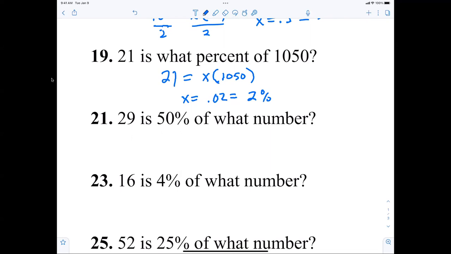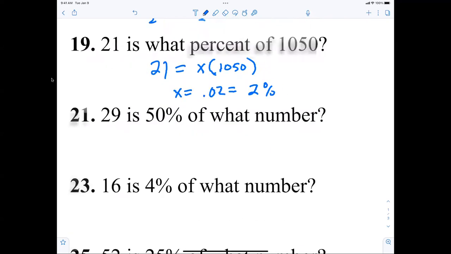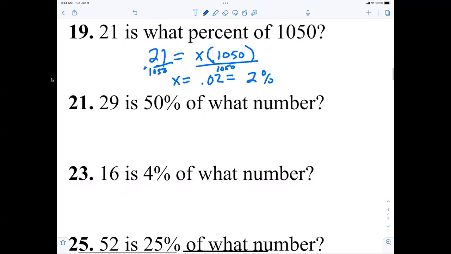How do you know what to divide by? You divide by the number with the variable. I have to divide by 0.50 to isolate the X. You with me on this now, right? All right.